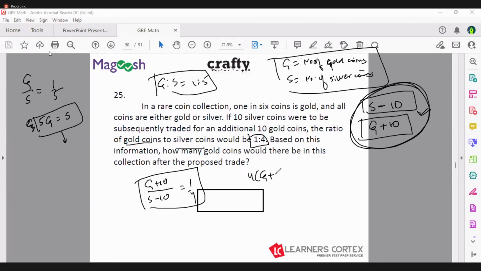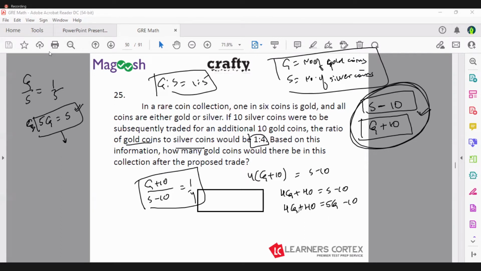So 4 times (G plus 10) equals S minus 10. So it will be 4G plus 40 equals S minus 10. Now what we can do is replace the value of S with 5G. So 4G plus 40 equals 5G minus 10.